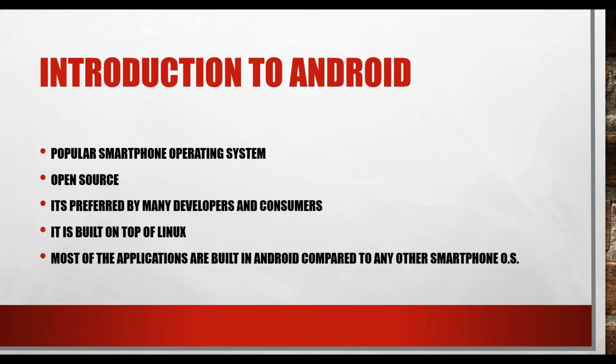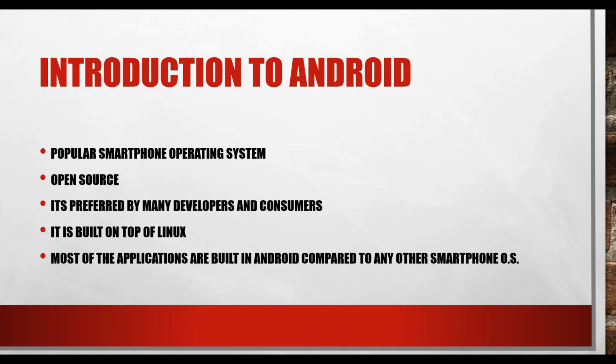Introduction to Android. We all know Android is a popular smartphone operating system. Even though there are different operating systems like iOS, BlackBerry, Android is the most popular one, used by many people. Android is also open source, and we can download Android 7, Android 8, Android 9, any ROM or the kernel of Android from the open source Android platform, and then we can modify the applications.